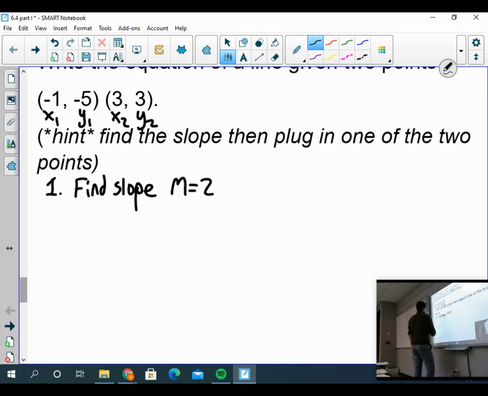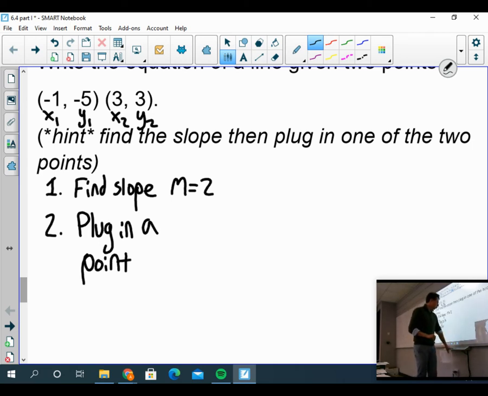Now that we have a slope, we have 2 points. So what you're going to do is plug in one of the points to point-slope form. Does it matter which point you plug in? Nope. You can use either point you want. If I want to write an equation of a line given 2 points, all I do is I find the slope.